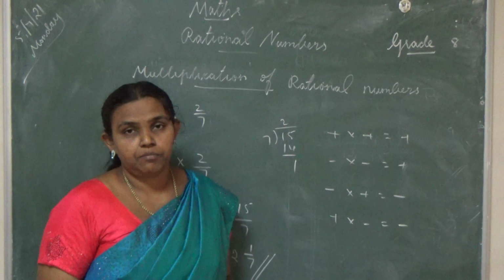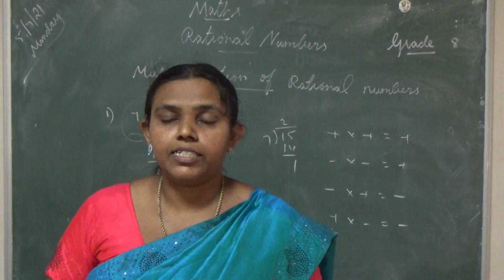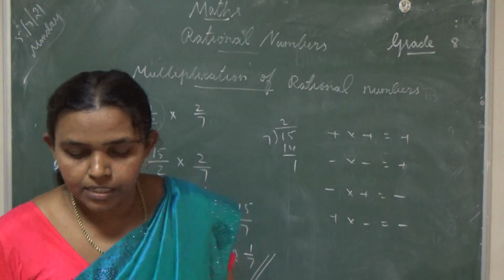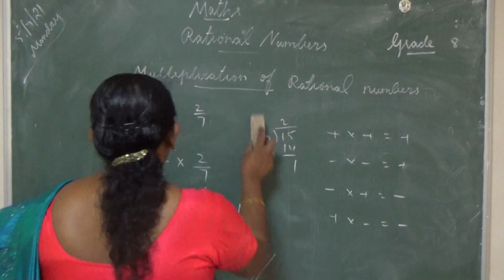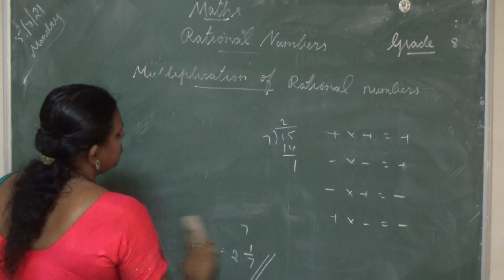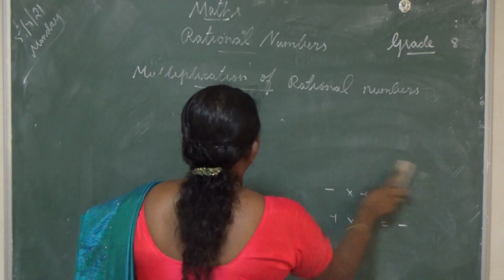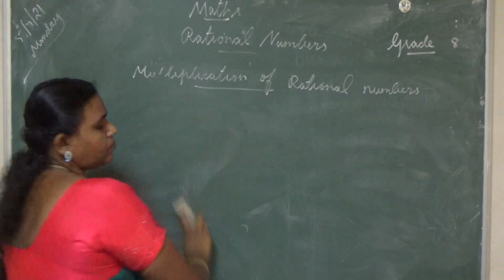Very simple, not like addition and subtraction. Next, division. So this is multiplication of rational numbers. Next, division: how to divide.